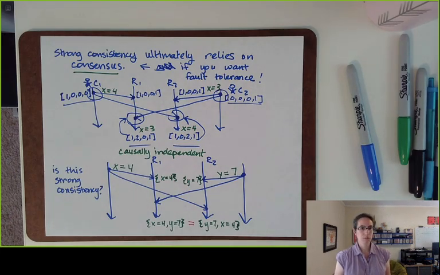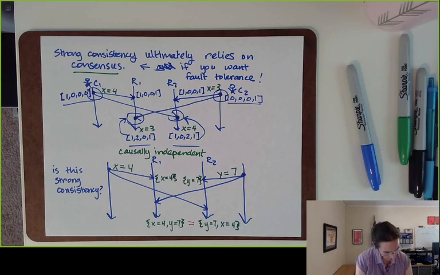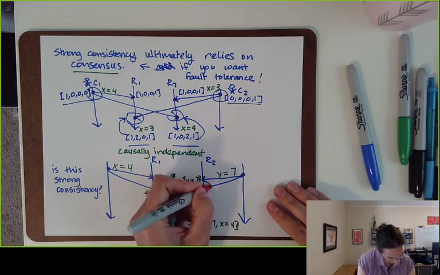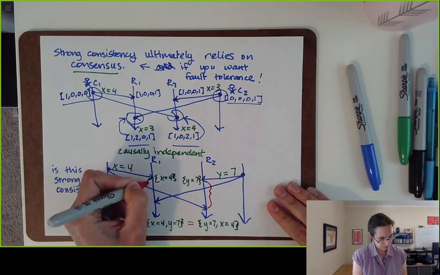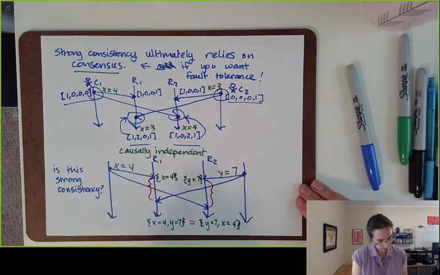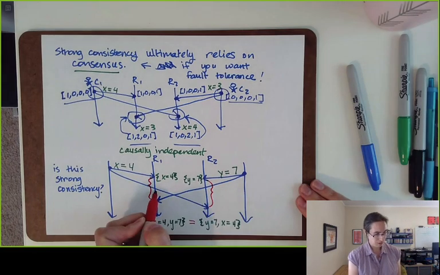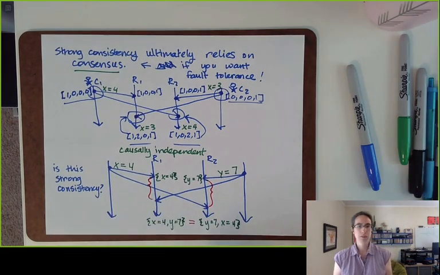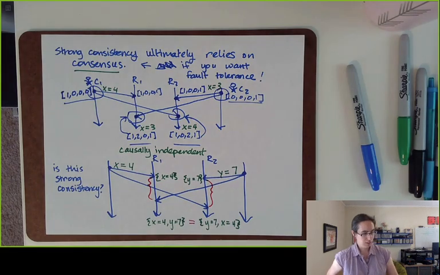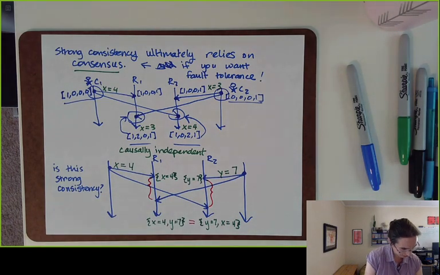So great answer in chat, which is that a client can read data during this point. Right here, before they both arrive at the same state, a client could come along and read here and then come along and read here and see that the replicas differ. So the client would be able to tell that the data is being replicated, and that violates what we want strong consistency to mean. We want it to mean that clients can't tell that the data is replicated. So this is not strong consistency.